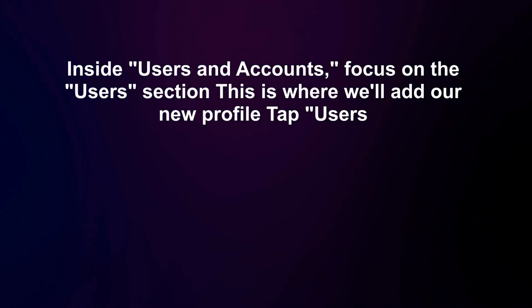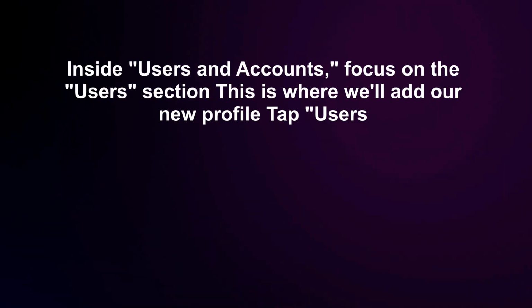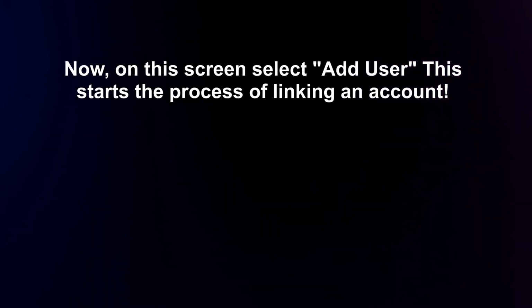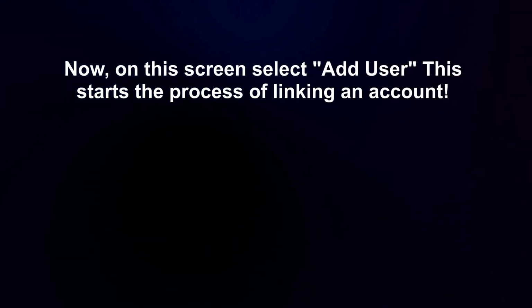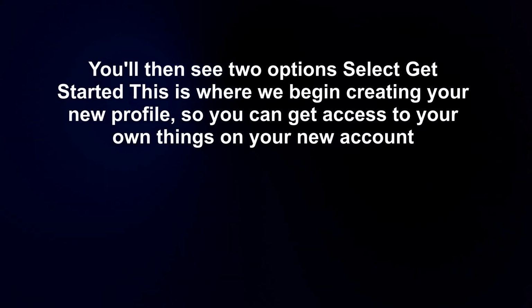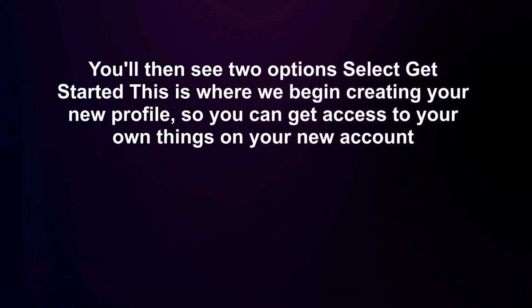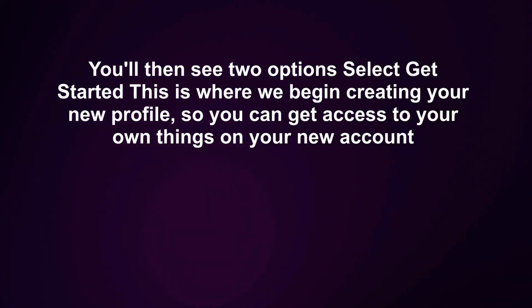Inside users and accounts, focus on the users section. This is where we'll add our new profile. Tap users. Now, on this screen, select add user. This starts the process of linking an account. You'll then see two options. Select get started. This is where we begin creating your new profile, so you can get access to your own things on your new account.